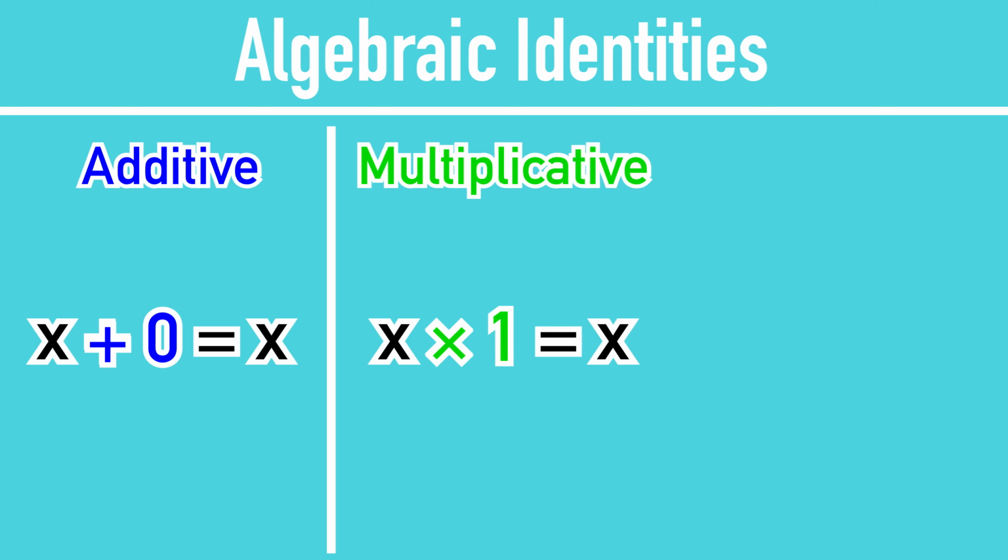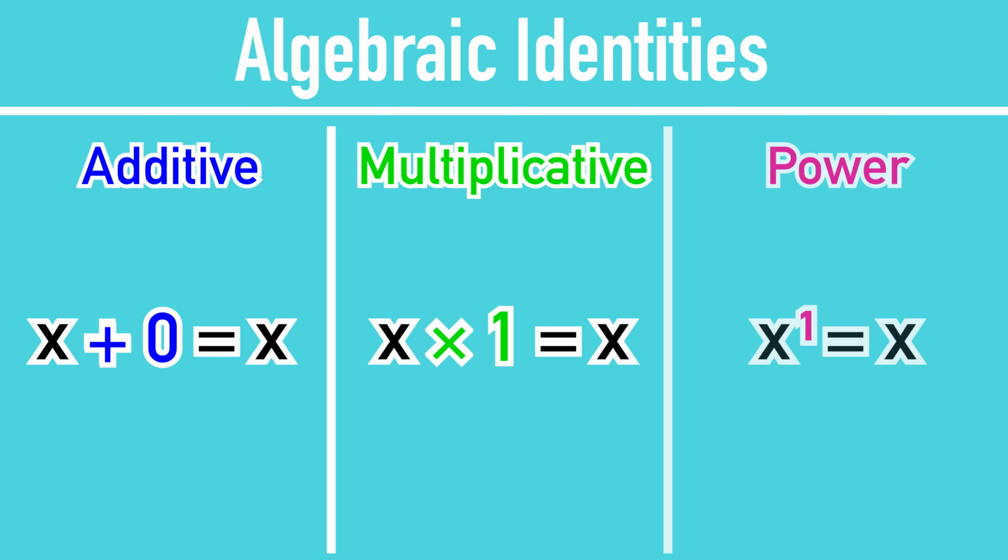We can also multiply x by 1 with a result of x because one group of x items will only contain those x items. 1 is our multiplicative identity. Finally, x to the first power will result in x because 1 multiplied by x one time is x. The first power is our power identity.